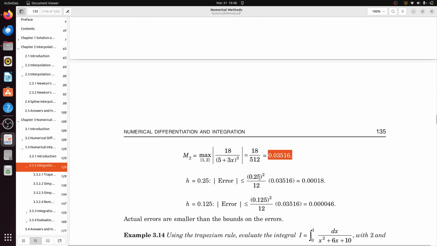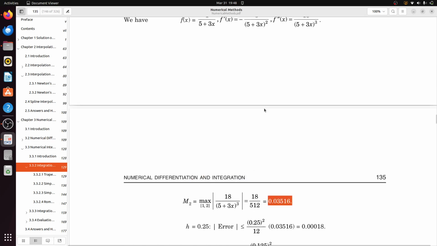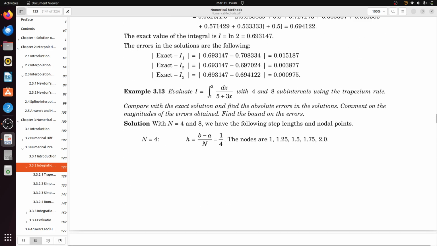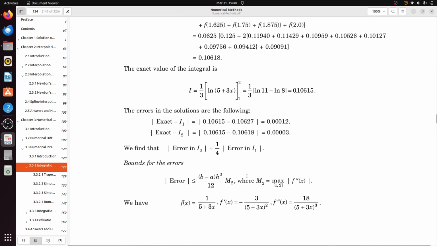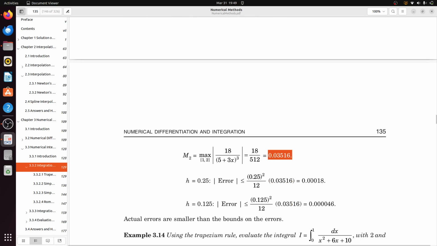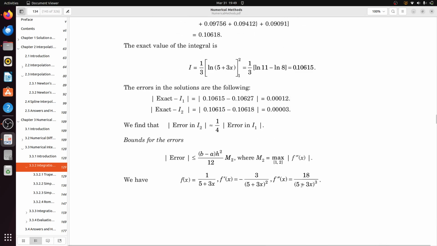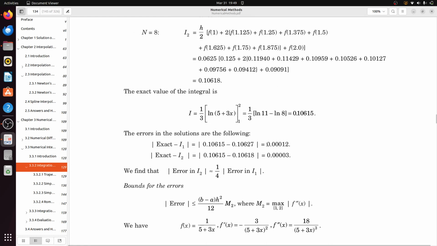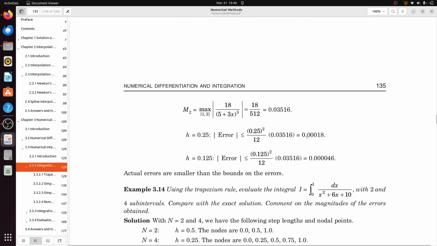The error will be less than or equal to b minus a into h square, and b minus a is 2 minus 1. So the error bound will be 2 minus 1 into h square, h is 0.25 whole square, divided by 12 into 0.03516. So that will be 0.00018. And what is your actual error? 0.00012. So you can see that your actual absolute error is less than the maximum error bound we determined theoretically.